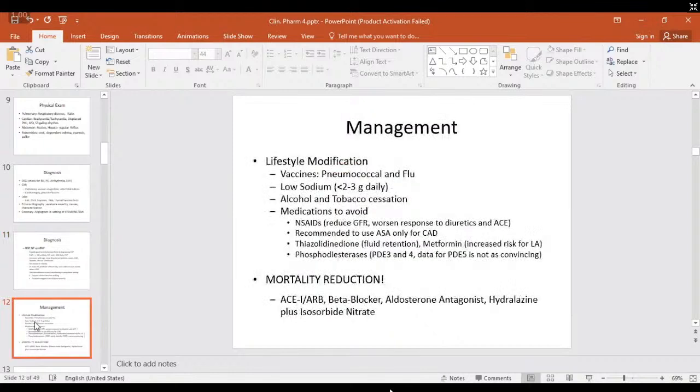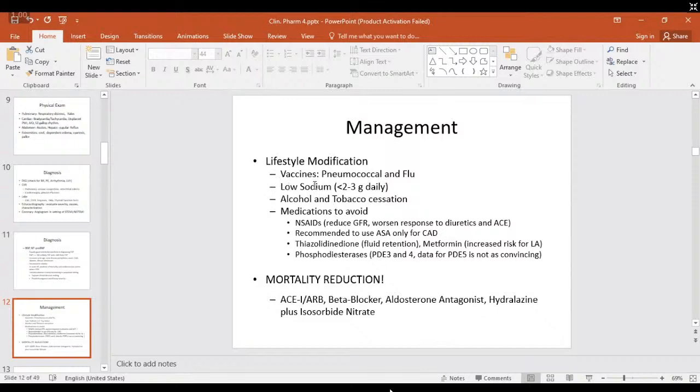The management of heart failure, of course, we have a lot of drugs, but before the drugs, we cannot forget about the lifestyle modifications that with most of them you're familiar from the exercise about arterial hypertension and ischemic heart disease. So we have the vaccines like pneumococcal vaccine, the influenza vaccine, and nowadays the COVID vaccine, of course.